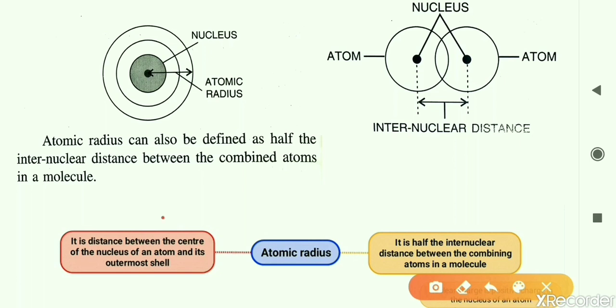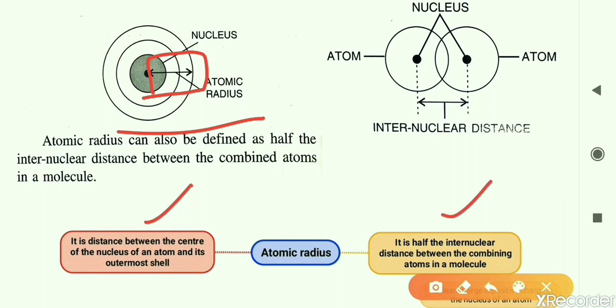So let us see the definition. Here two definitions are mentioned along with the proper diagram. The diagrams I have taken for reference from your class textbook. You can refer to these in your class textbook. First definition follows as, atomic radius is the distance between the center of the nucleus and its outermost shell. You see the diagram given over here, and it shows the atomic radius. It is actually the distance from the exact center of the nucleus to the outermost shell of that atom. This is called atomic radius.